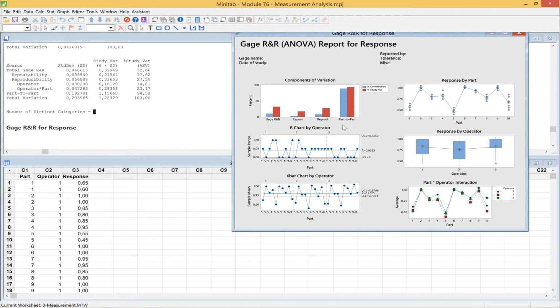So we see variation. There's a lot of part-to-part variation that's happening. And here we see one operator, a second operator with a little inconsistency, and a lot of inconsistency on the first operator. So as we're looking at this, one of the questions is, what's happening with the operator variation? Why is there so much variation? And we see it's relative to part 10.